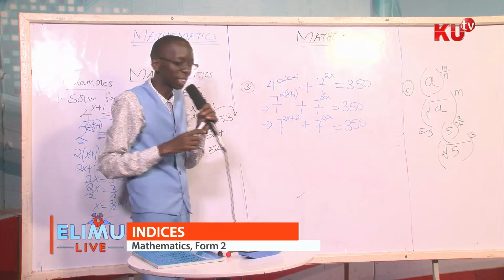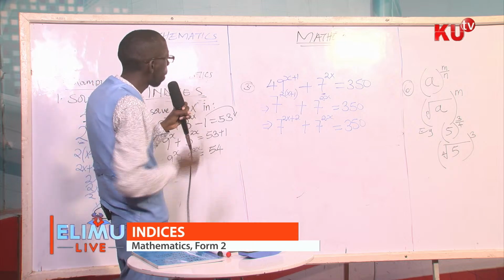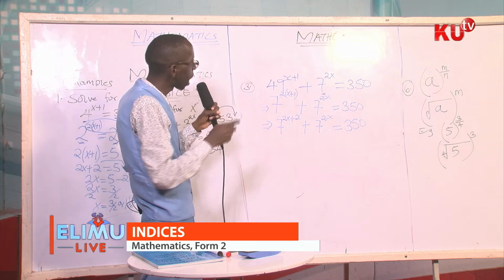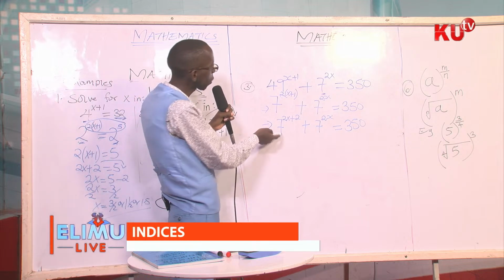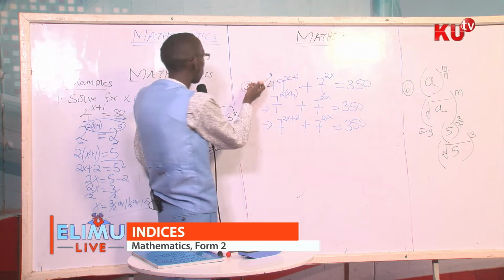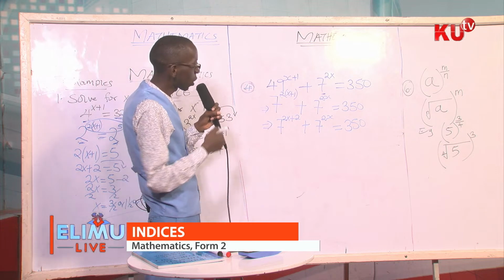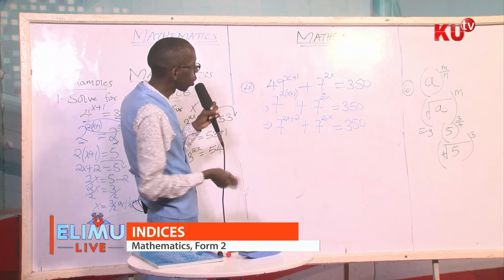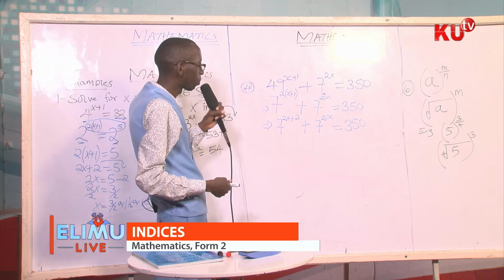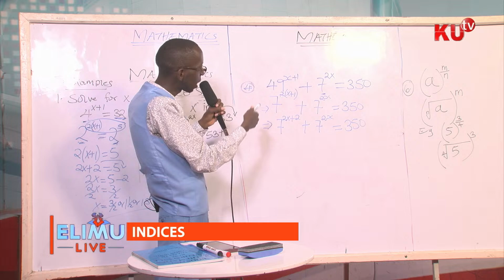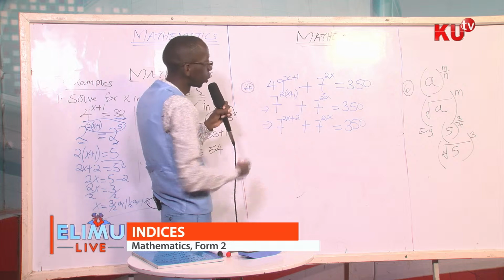Now, my dear student, that is the current situation of our question. 7 to power 2x plus 2 times 7 to power 2x is equal to 350. Now, this question is somehow different. This is example number 4. This question is somehow different from that question. That question was just 3 to power 2x plus 3 to power 2x is equal to a certain number. But in this question, we have 7 to power 2x plus 2.